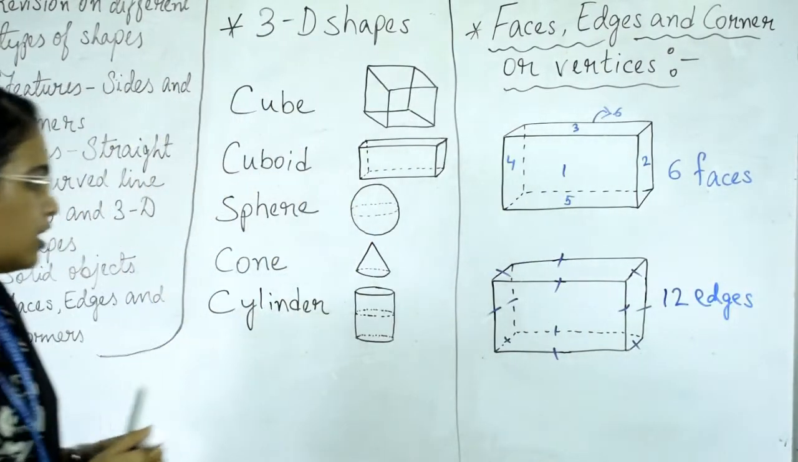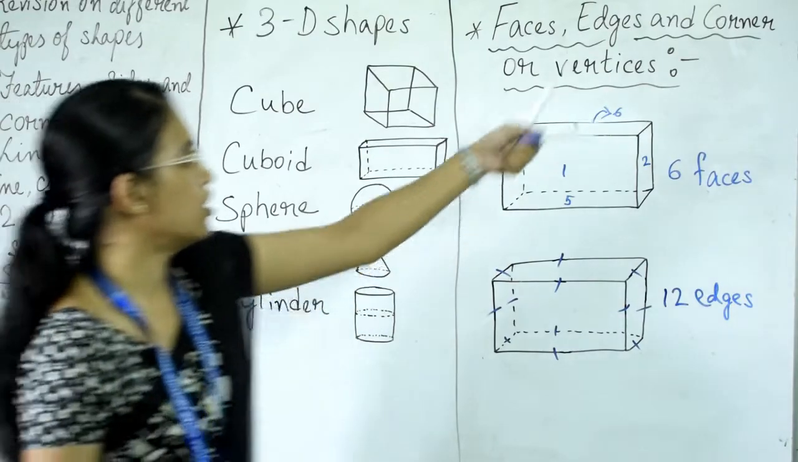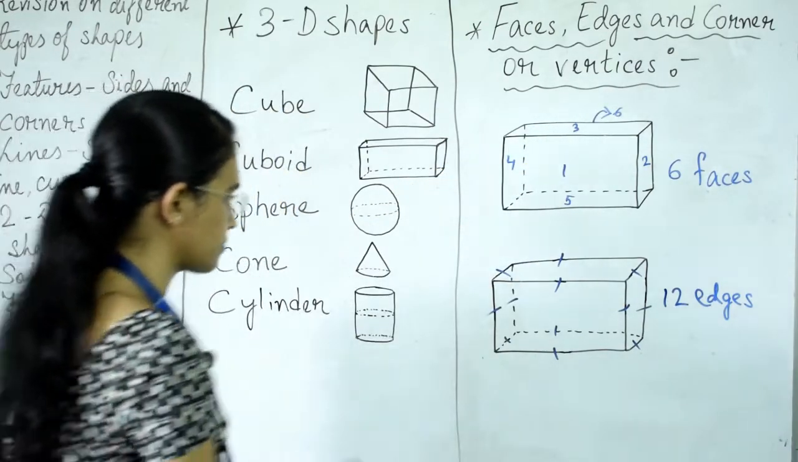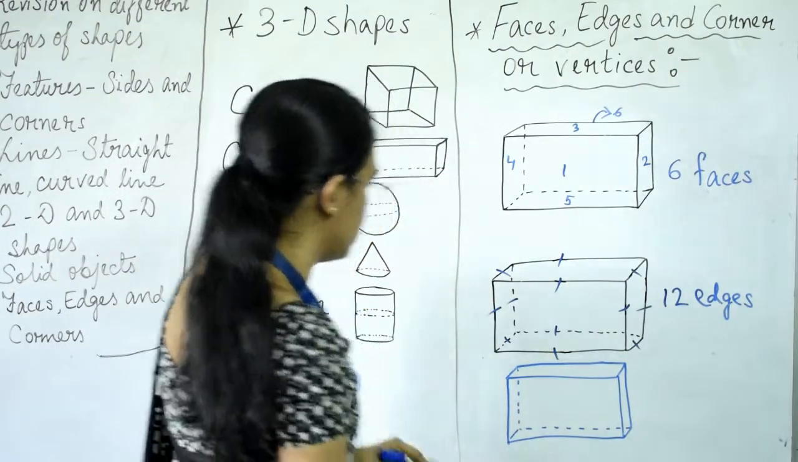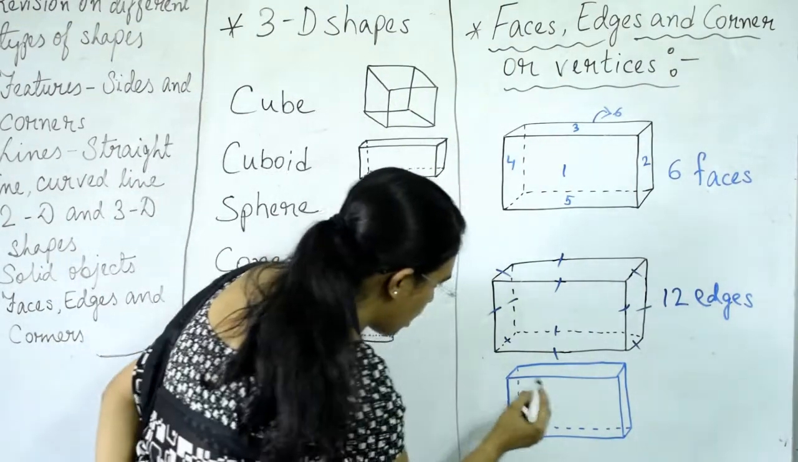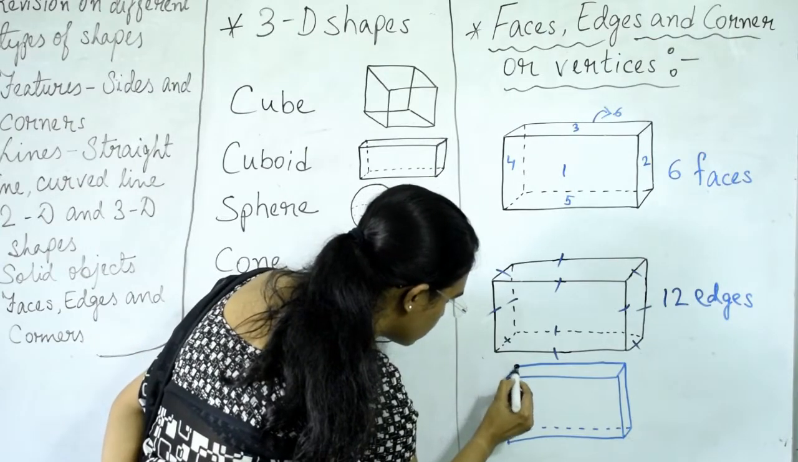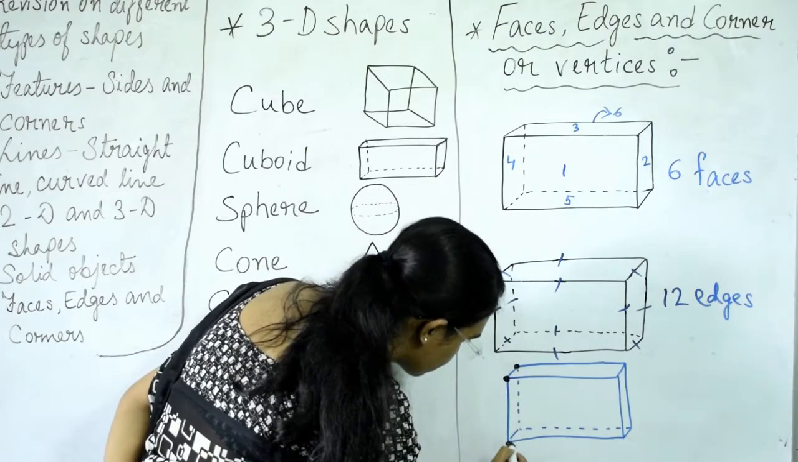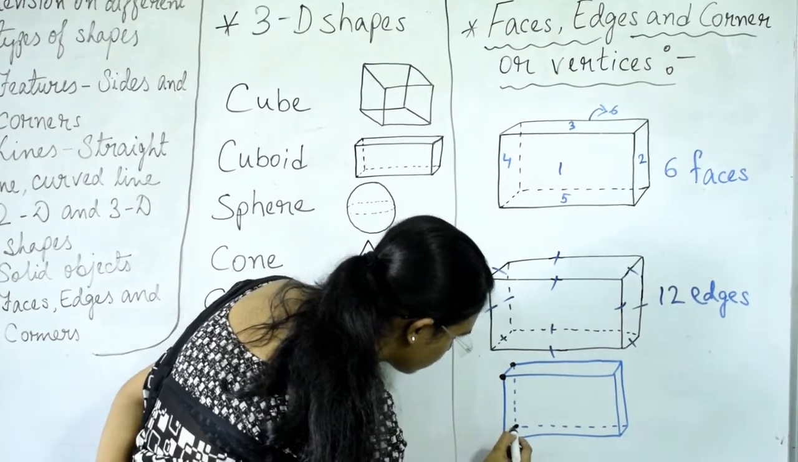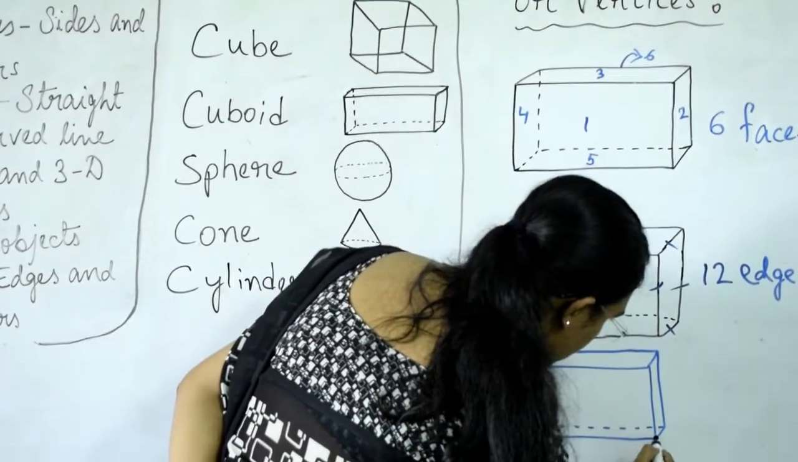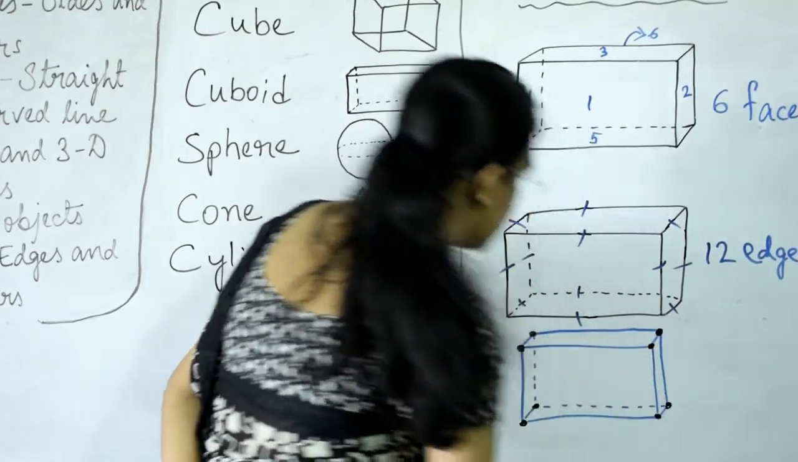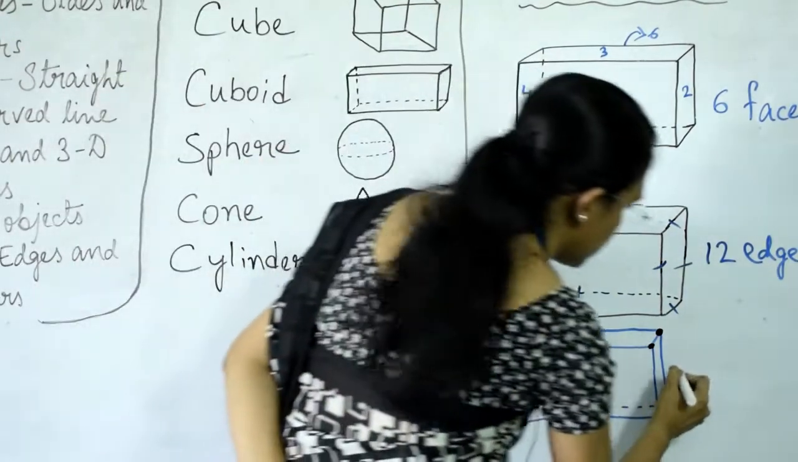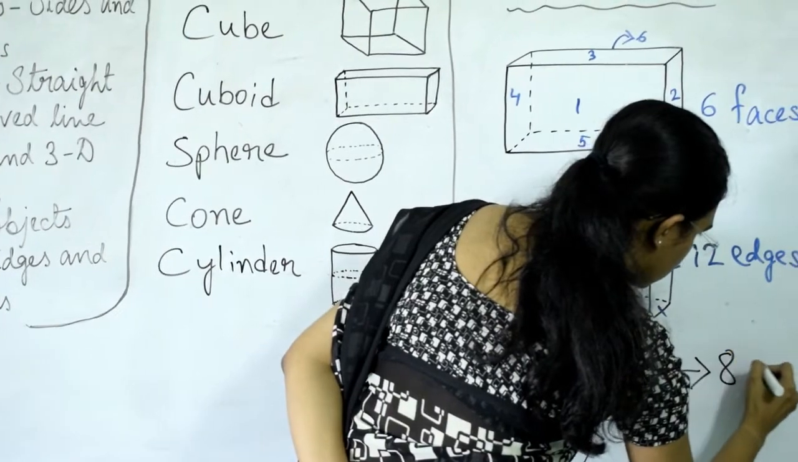Now we have to find out corners or vertices. Now how many corners? 1, 2, 3, 4, 5, 6, 7, 8. So a cuboid has how many corners? 8 corners.